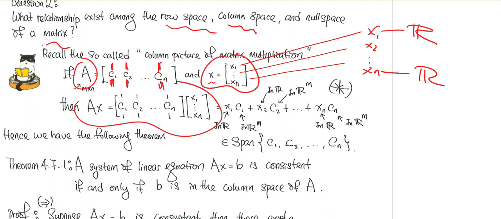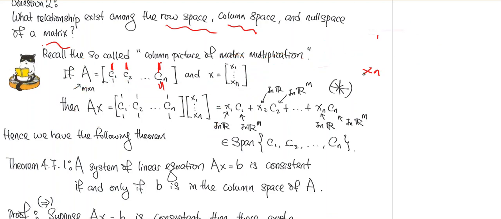And if you multiply A and X, what will happen? If you multiply them, you will see that Ax is x1, this number here, multiplied by this column vector.